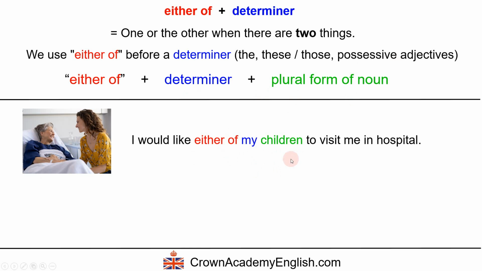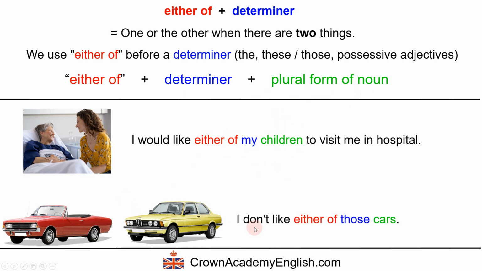Let's look at an example with a regular noun. I don't like either of those cars. So this means I don't like that car, and I also do not like that car. So in the plural, it is I don't like either of those cars. Those cars. Okay? And here, yes, we have the plural form of the noun.